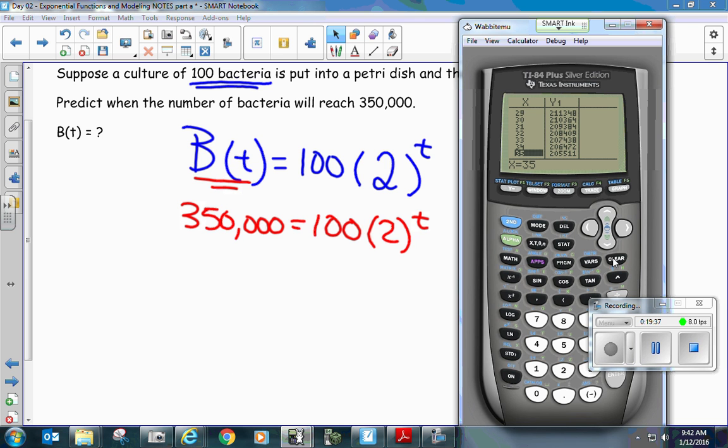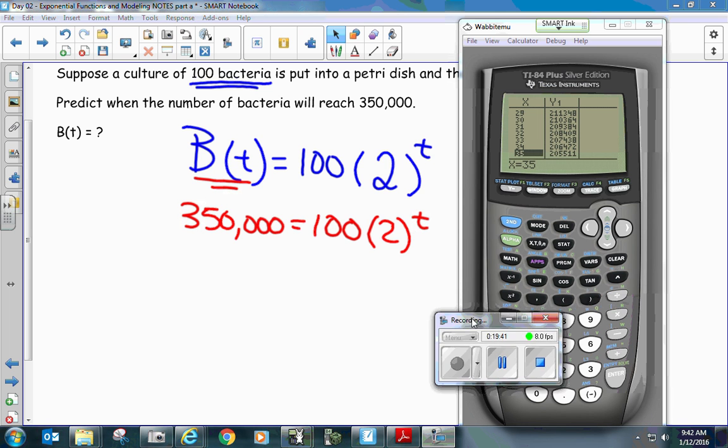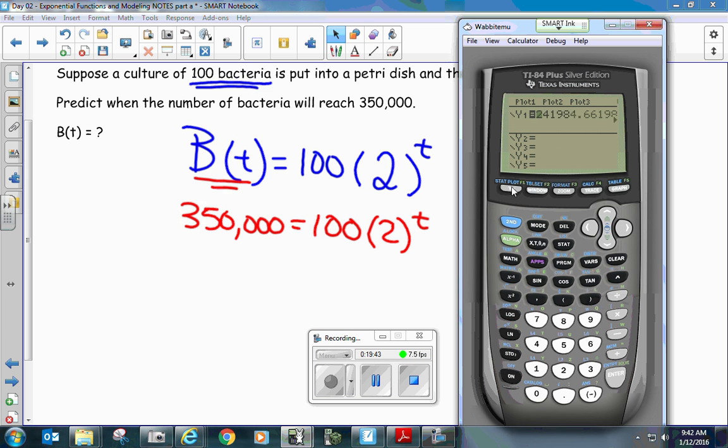Well, we're not there yet. Okay? Let's just do this. Why don't I put 100 times 2 to the x? And I want to figure out, when I look at my table, 350,000. I better go way up because we're down here.